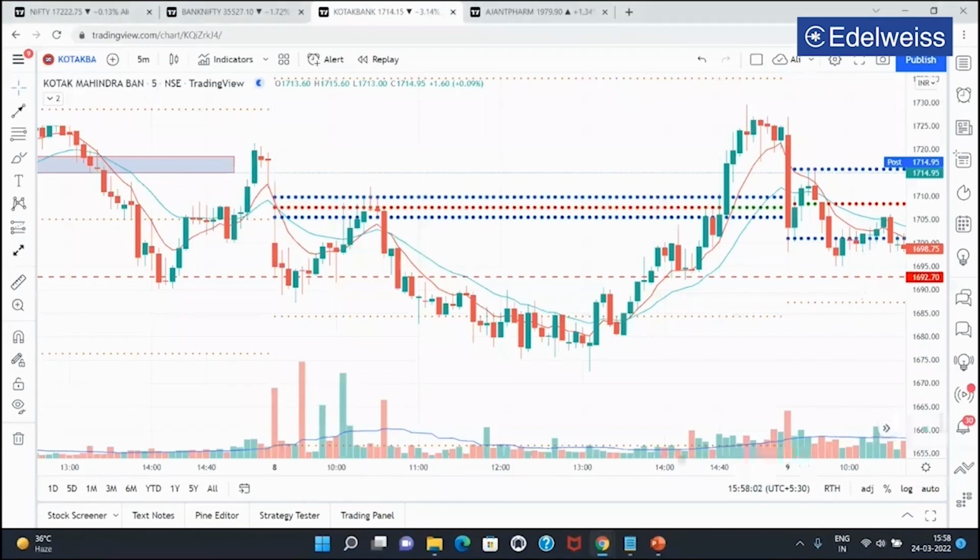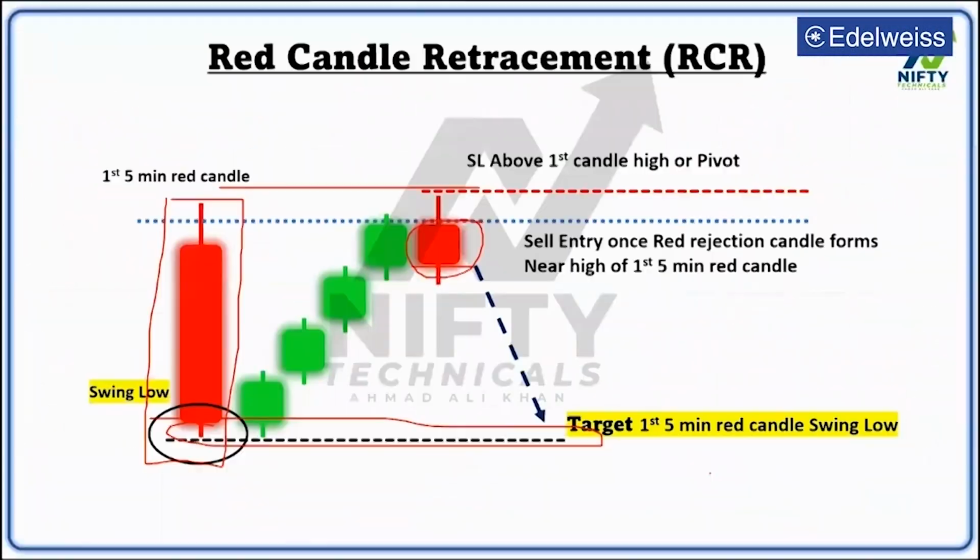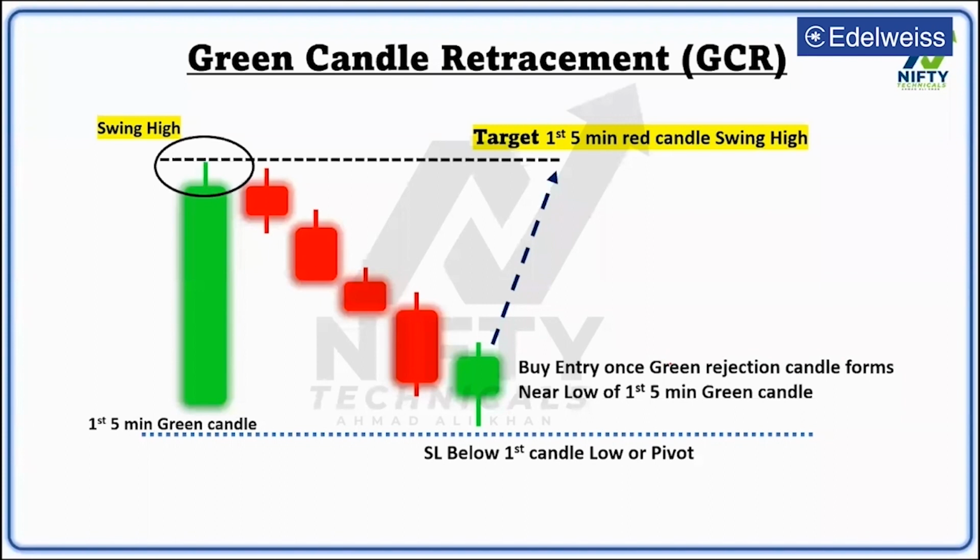If it is clear, we can move on to the next setup, which is just the reverse of this setup. This is green candle retracement, or first green buy. Another name for this setup is first green buy. So you can see the first candle of the day, it is green.